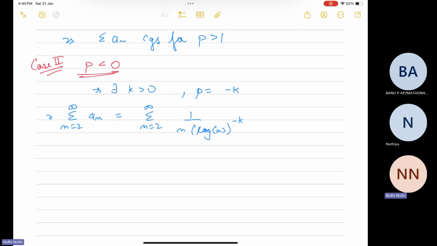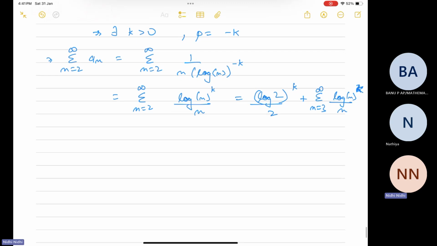So this eventually goes to the numerator. This is summation n from 2 to infinity log n to the power k upon n. So I can write it as log 2 to the power k upon 2. We'll see why I did this. Log n to the power k upon n.